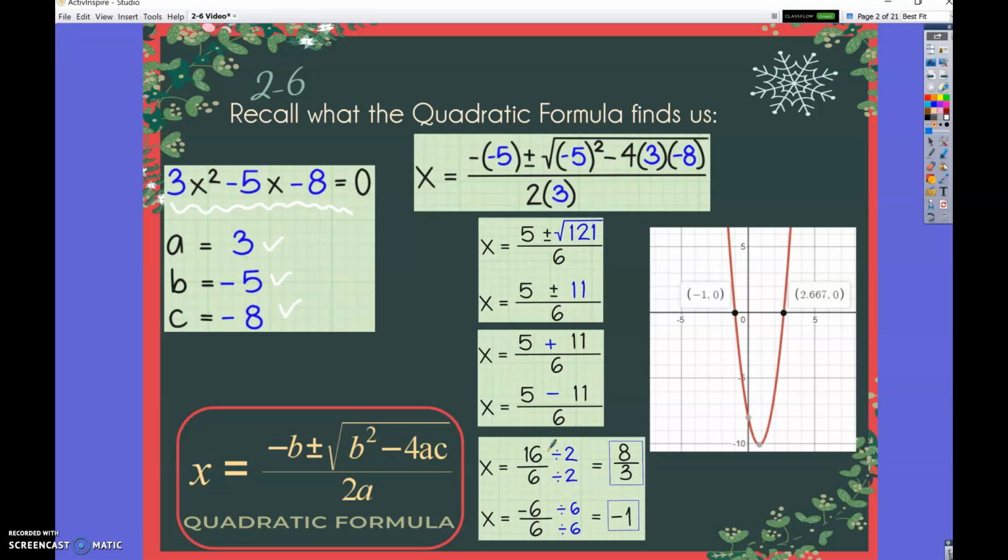You may want to pause this video to make sure each step makes sense, and I recommend you be careful with the signs. When we get done solving, we find the answer for x equals 8/3 and x equals -1. Notice on the graph, that is where they cross the x-axis. So basically, the quadratic formula will find for us the x-intercepts of a function.